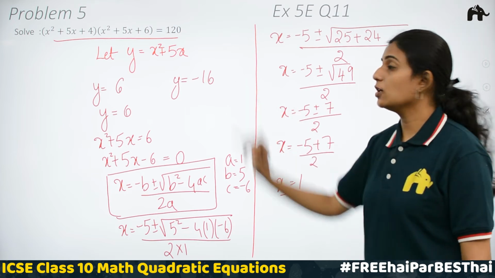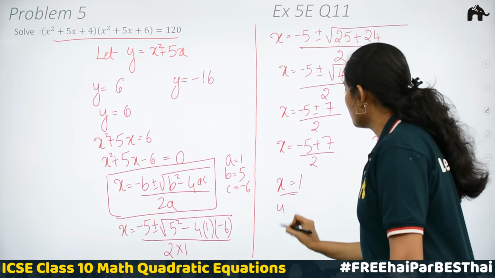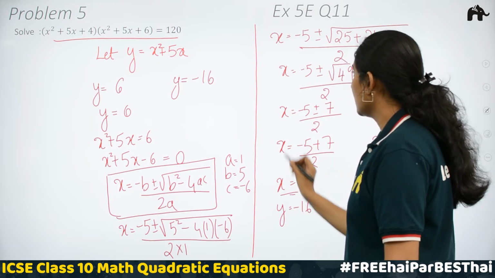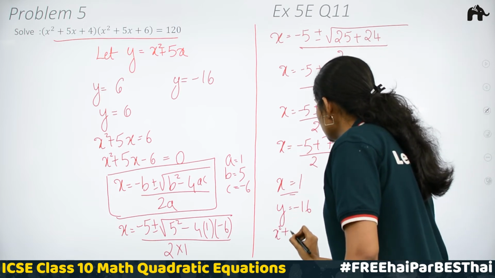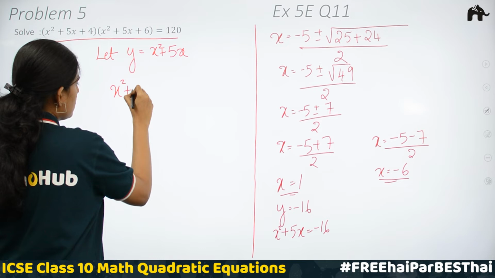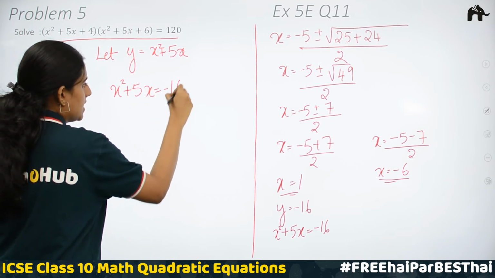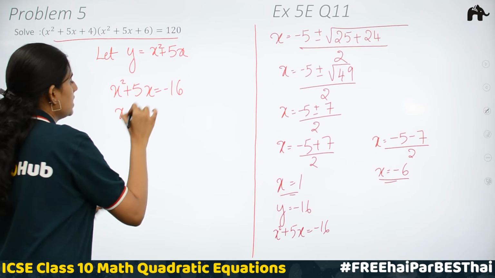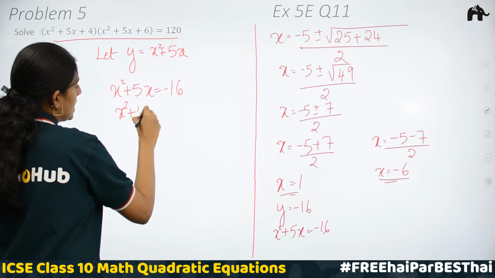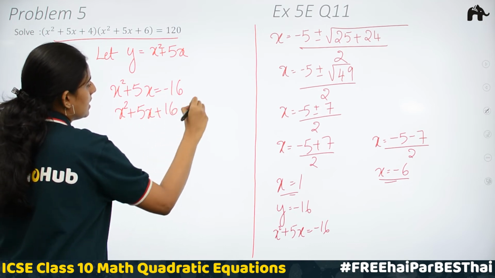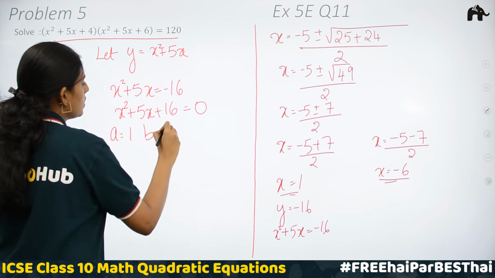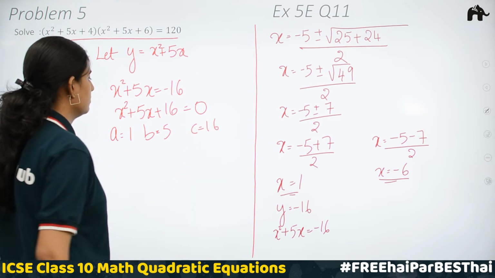Now, when y is equal to minus 16, you will have x square plus 5x is equal to minus 16. Change this to the standard form, bringing this minus 16 to the opposite side: x square plus 5x plus 16 is equal to 0. Here a is equal to 1, b is equal to 5 and c is equal to 16.